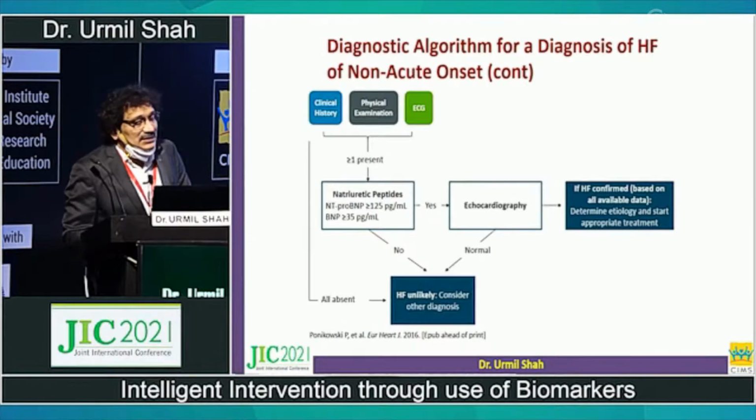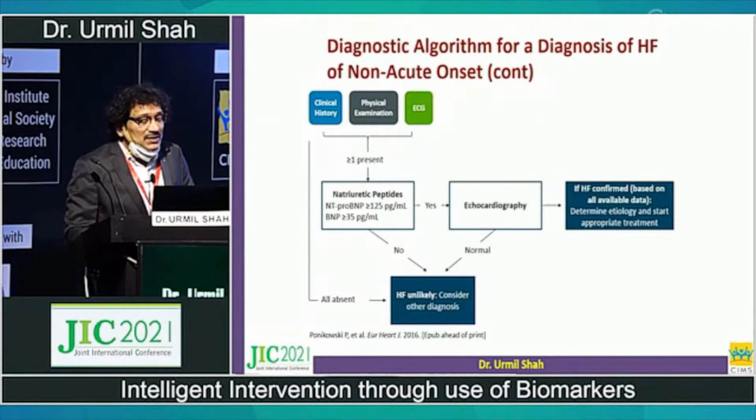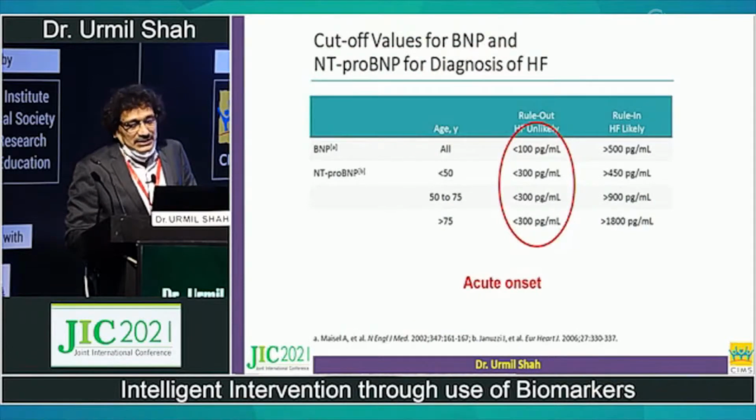Suppose the patient has a clinical picture of heart failure, and physical examination and ECG are suggestive, you first and foremost get an NT-pro-BNP. If NT-pro-BNP is high, that means we are dealing with a cardiac problem and we have to manage accordingly. And echocardiography is primarily done to find out whether the patient has reduced ejection fraction or a normal ejection fraction.